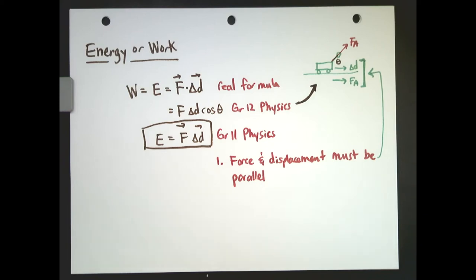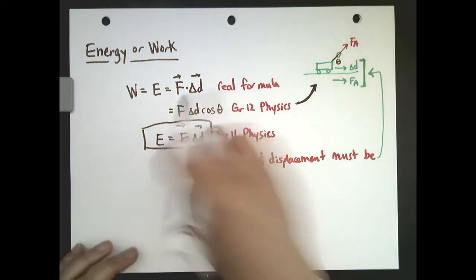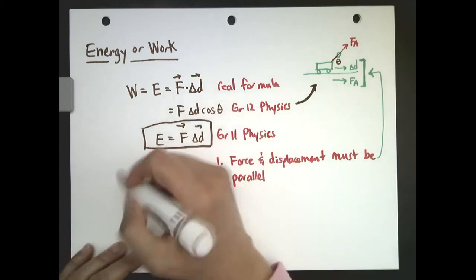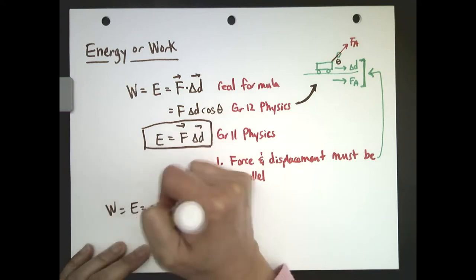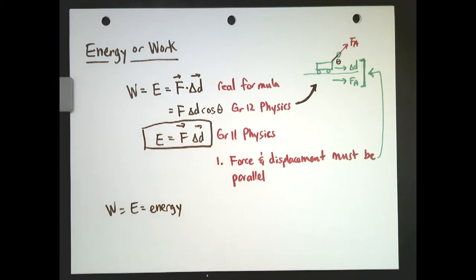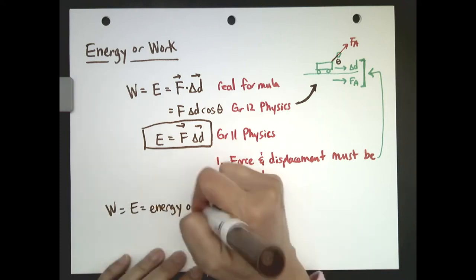Okay, so that's the condition that we're going to use this formula in. And everything that we're going to do and all the questions in the duotang actually do this condition for you. Okay, so let's define some more things here. E or W is equal to energy or the work, but I'm just going to use E for energy. All right, I'll write work as well.